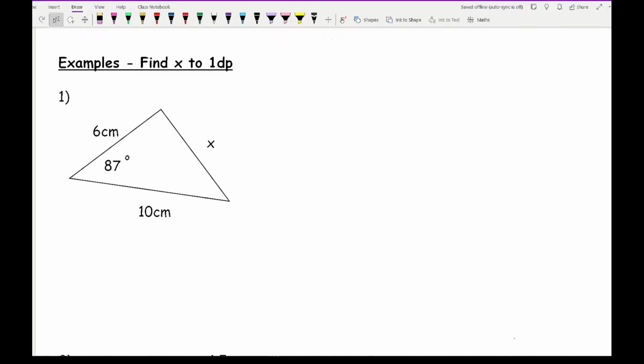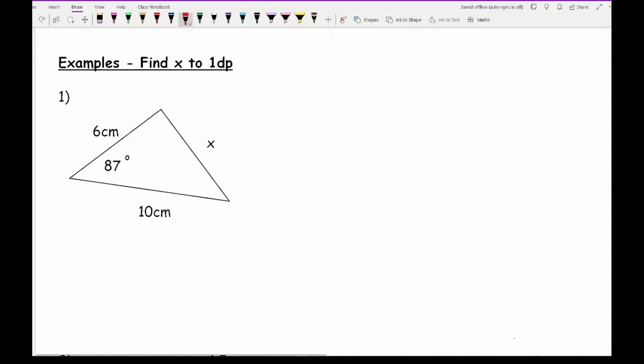So let's get started on some examples. In this particular question, it says find x to 1 decimal place. Now, in most cases, non-right angle trig will always be a calculator question. The only time it will be a non-calculator question is when your angle involves either 30, 45 or 60, where you're using the exact values of trig. But again, it very rarely does that come up. So I would say 95% chance it's always going to be on a calculator paper.